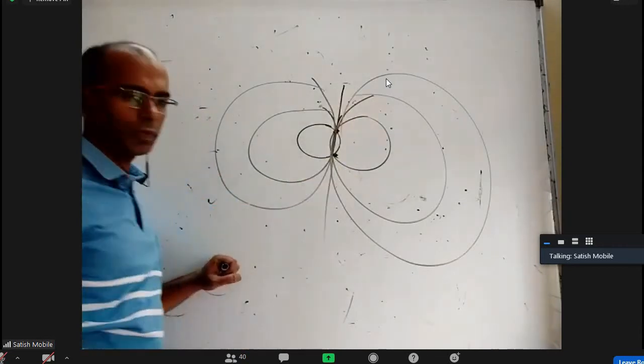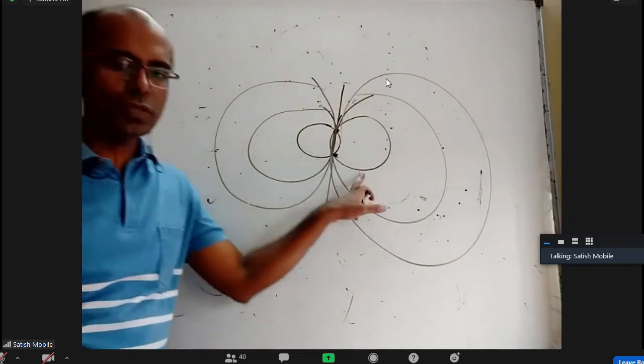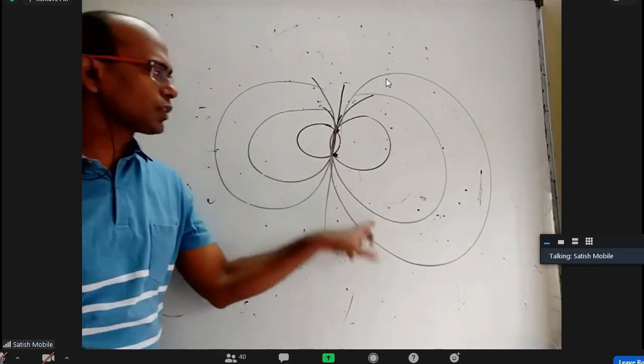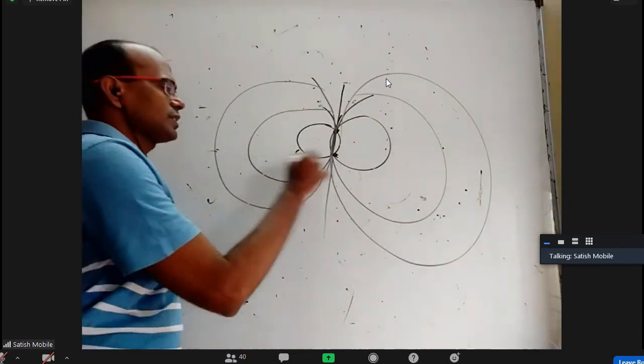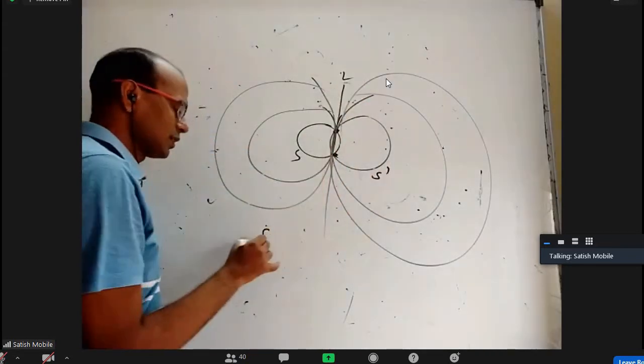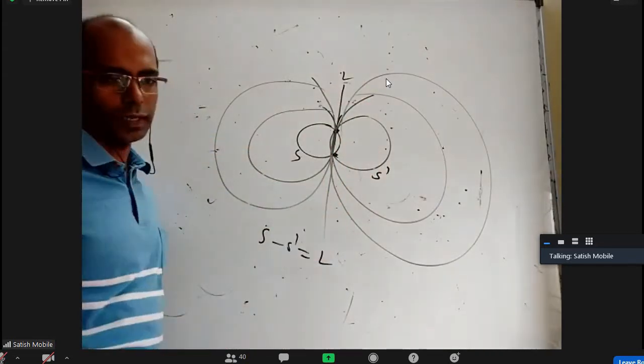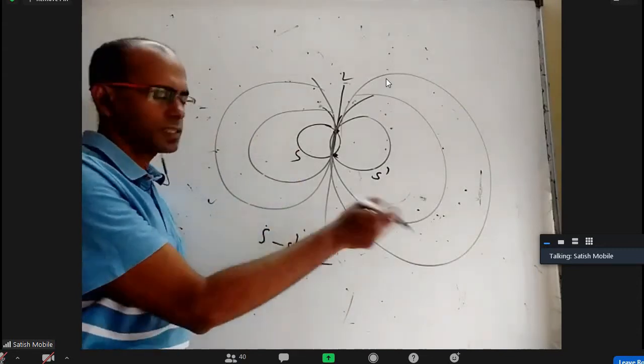So this line is a common chord. When you subtract these two circles also, you'll get this line. When you subtract these two also, you'll get this line. When you subtract these two also, you'll get this line. So if this is S, this is S dash, and this is L, S minus S dash is equal to L, whatever you take, S here or S here.